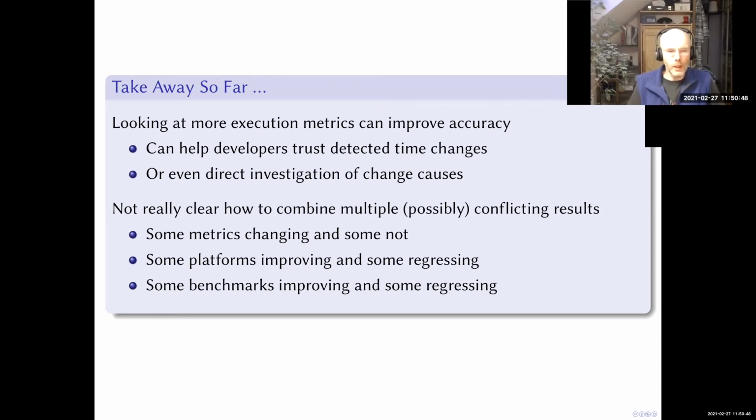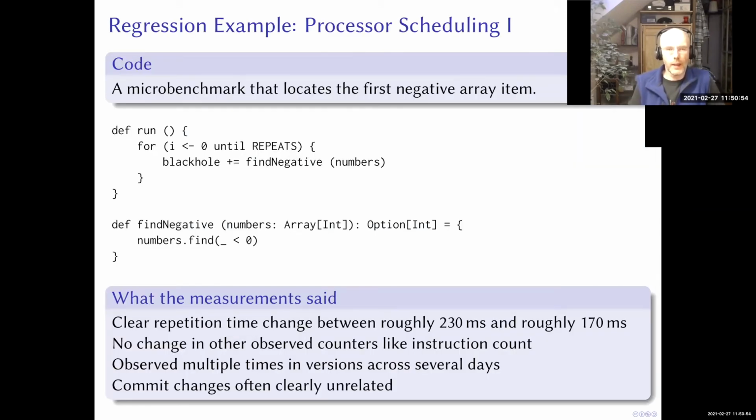Now, I've been showing measurements, but I haven't been presenting any changes, so I just picked two tiny examples. One is a micro benchmark that just tries to find the first negative array item. So you see the code fragment here. And in this particular benchmark, in one scenario, we saw a very clear repetition time change between 230 milliseconds per repetition and 170 milliseconds per repetition.